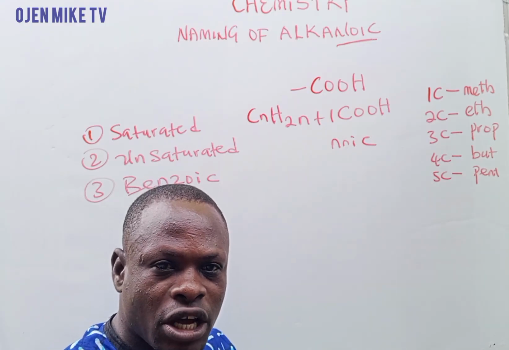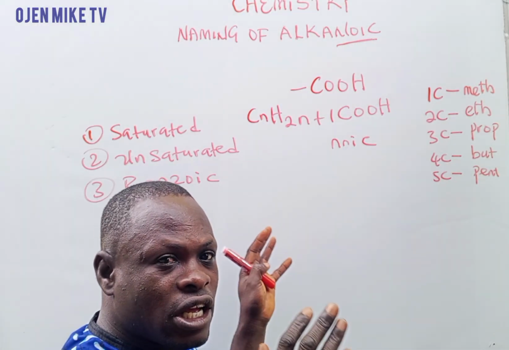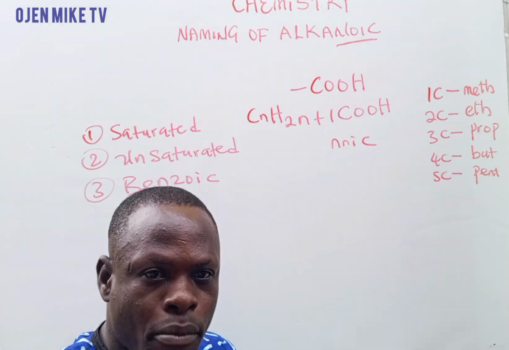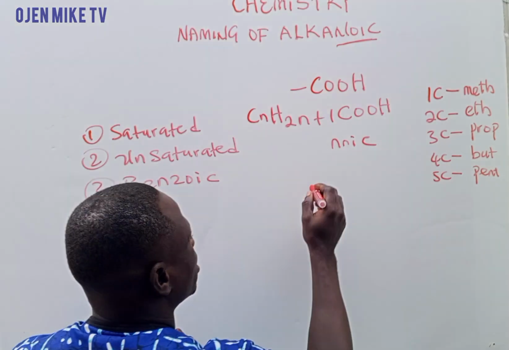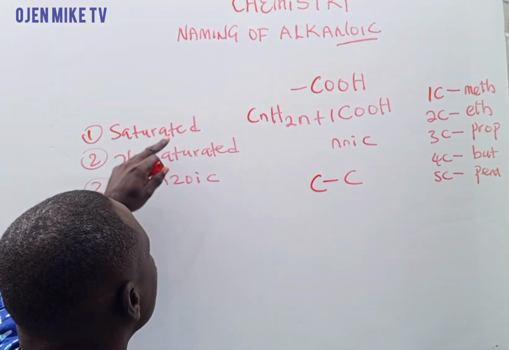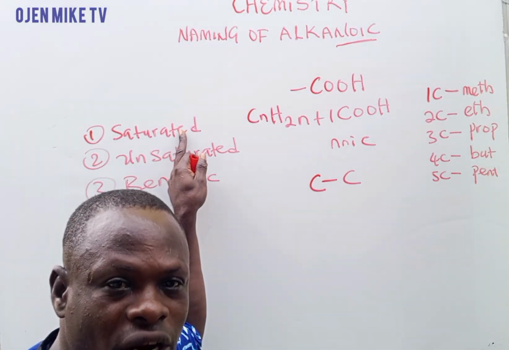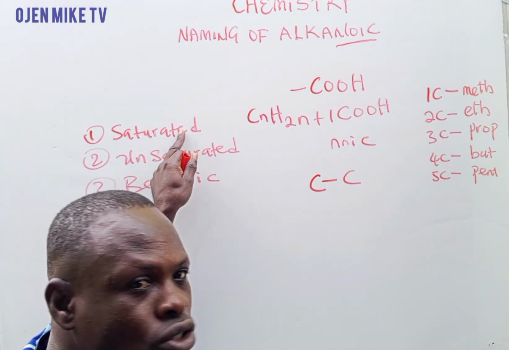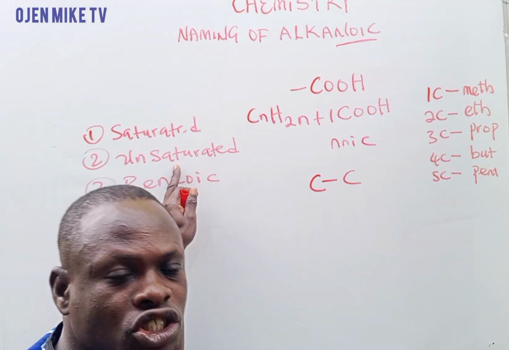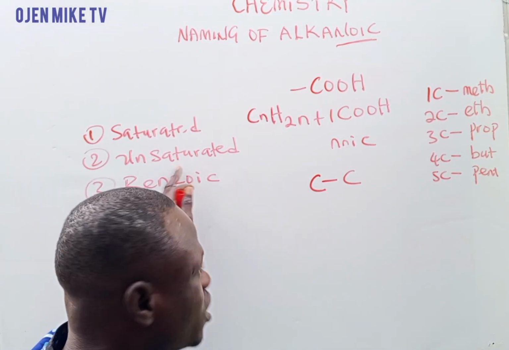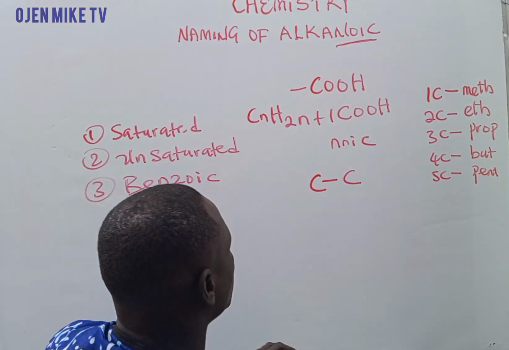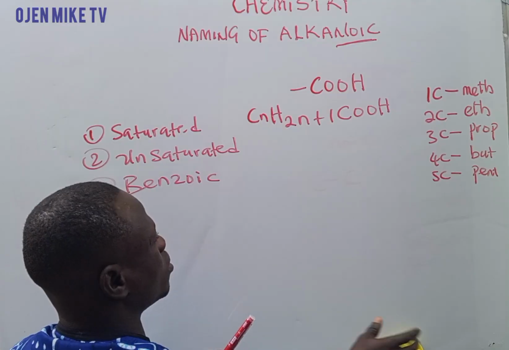When we look at saturated, it means a type of hydrocarbon that has a carbon-carbon single bond. A carbon-carbon single bond is called a saturated hydrocarbon, like the alkane. Unsaturated, you have a carbon-carbon double bond or triple bond. Is that understood?